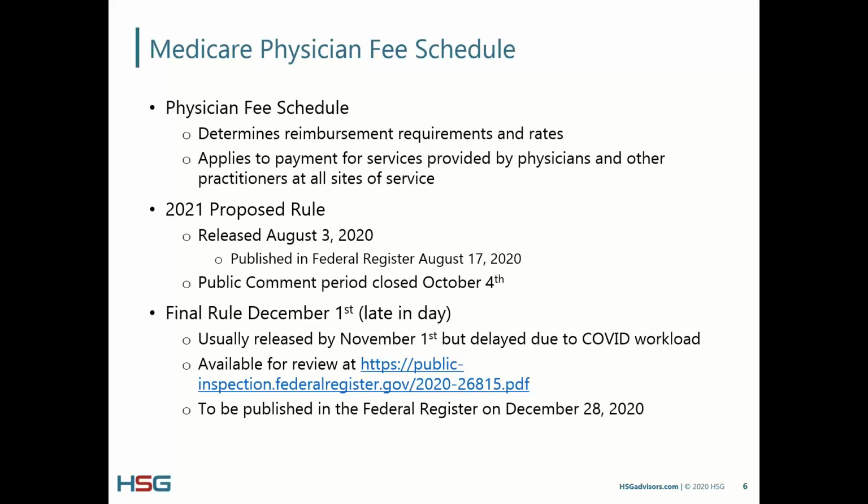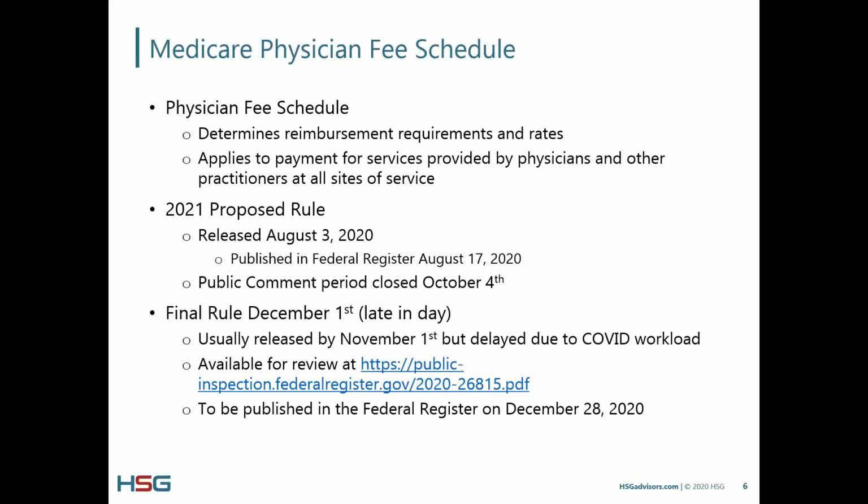The proposed rule for this year was released on August 3rd and published in the Federal Register on August 17th. The 60-day public comment period closed on October 4th. Usually the final rule is released on or about November 1st, but CMS presaged the COVID workload factors and indicated that the final rule would be released on or about December 1st, and in fact was released late in the day on December 1st. So most public viewing occurred early on the 2nd.